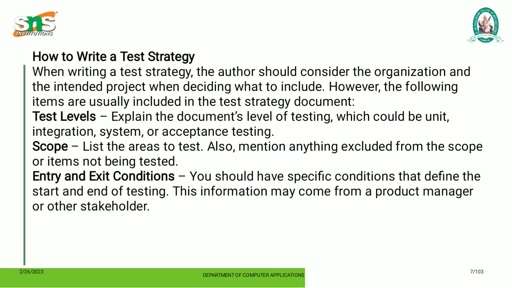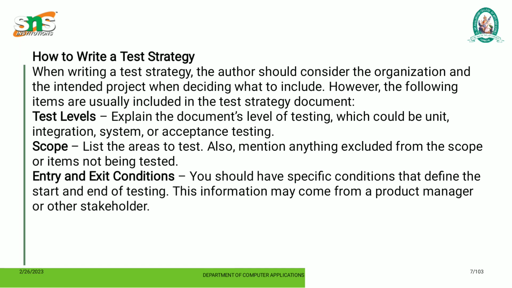Now let us consider how to write a test strategy. When writing a test strategy, the author should consider the organization and the intended projects when deciding what to include. However, the following items are usually included in the test strategy document. Test level explains the level of testing, which could be unit, integration, system, or acceptance testing. The scope lists the areas of the test. Also mention anything excluded from the scope or items not being tested.